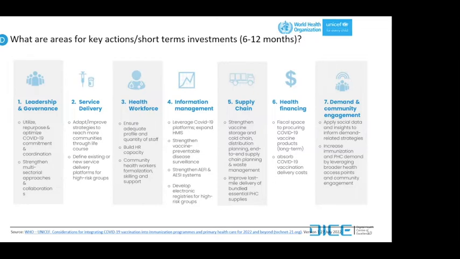And if we focus on the information management, the number four, there are opportunities there to be able to request funds to Gavi, to be able to leverage COVID vaccine platforms to expand, for example, HMIS, also to strengthen vaccine preventable disease surveillance, to strengthen AEFI, I mean safety systems, and develop electronic registries for high-risk groups.